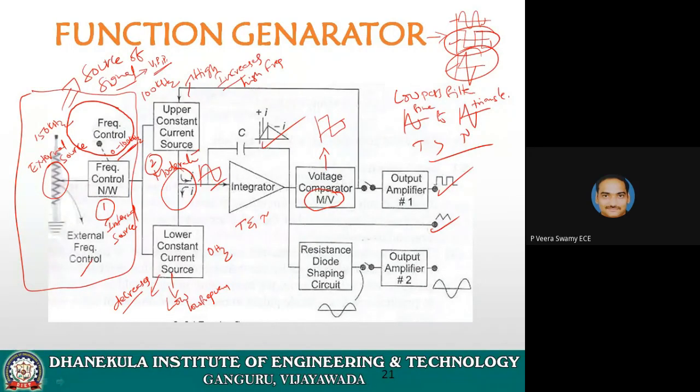So coming to this, the triangular wave is connected to the resistance diode shaping circuit, which is nothing but wave shaping. Here the circuit is, of course, a clipper.